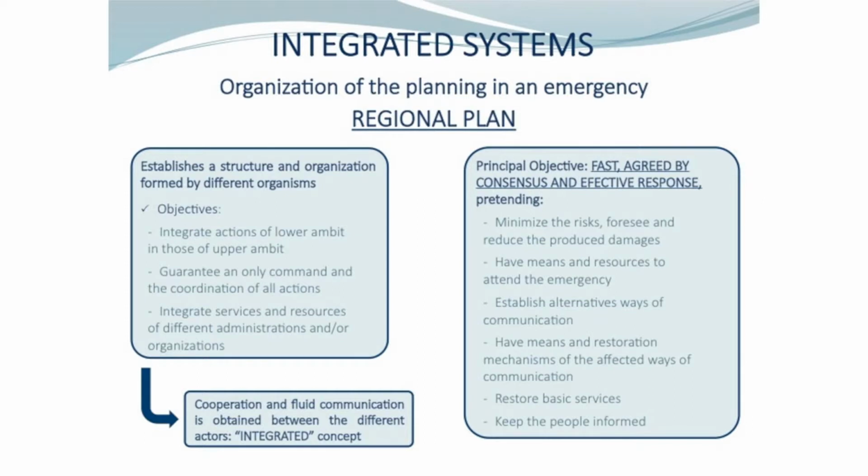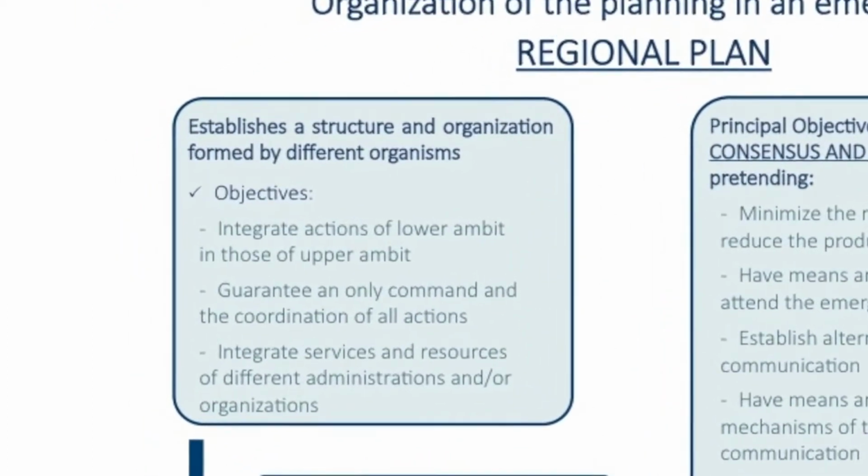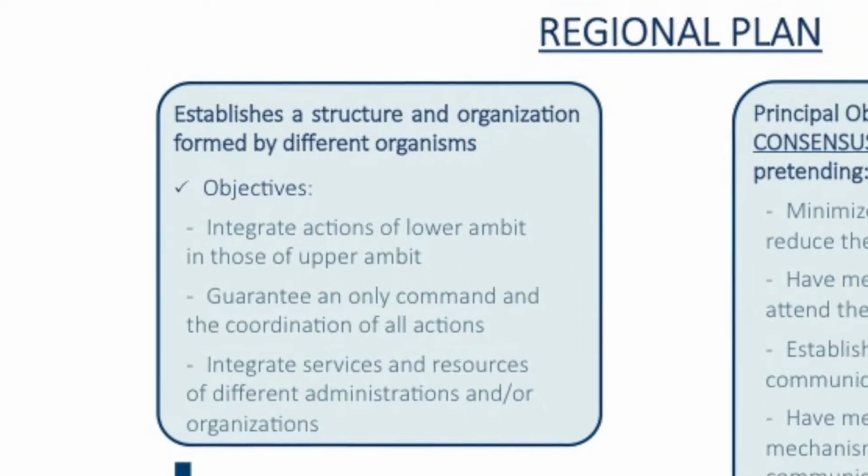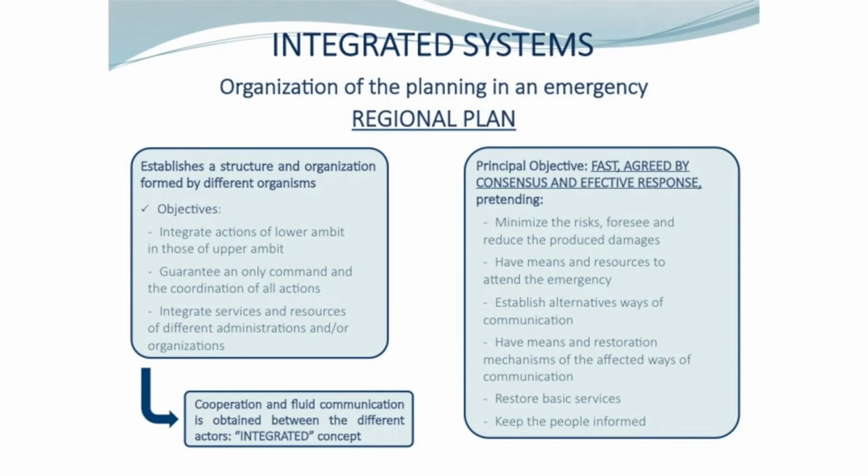The organic functional roles structure of the regional plan is defined to allow the integration of the territorial actions of lower ambit, for example local, municipal, etc., in those of upper ambit, for example national strategies, to guarantee a hierarchical and clear scheme of command by the optimal jurisdiction authority, as well as the coordination of all the actions avoiding counterproductive efforts when facing the risk, to integrate all the available media, own services and resources of the regional administration, the ones assigned in plans to other public administrations, and those owned by public and private entities in the territory.